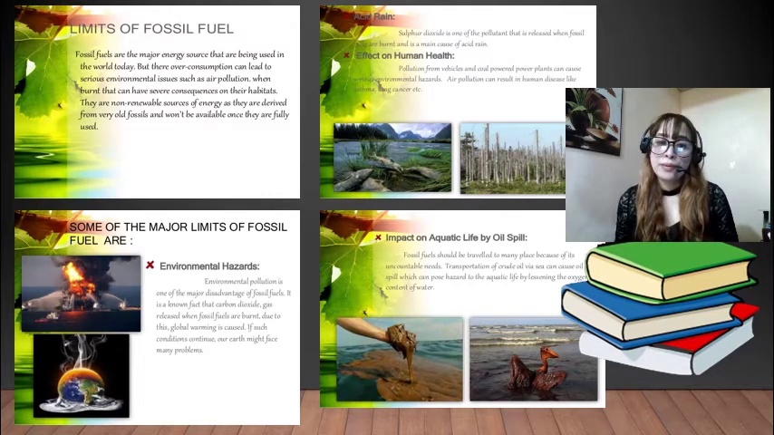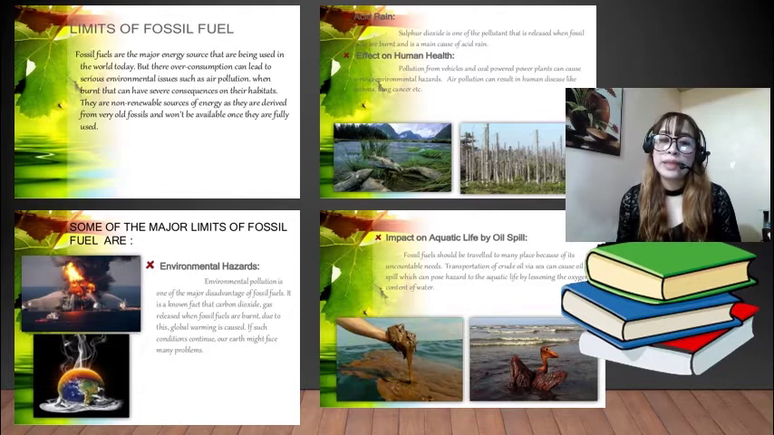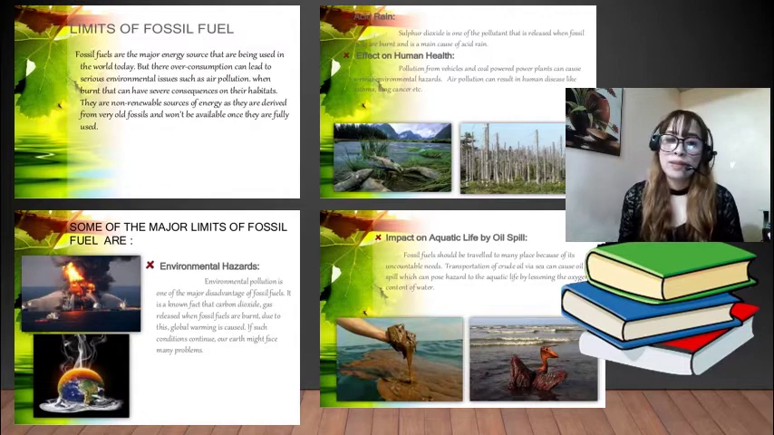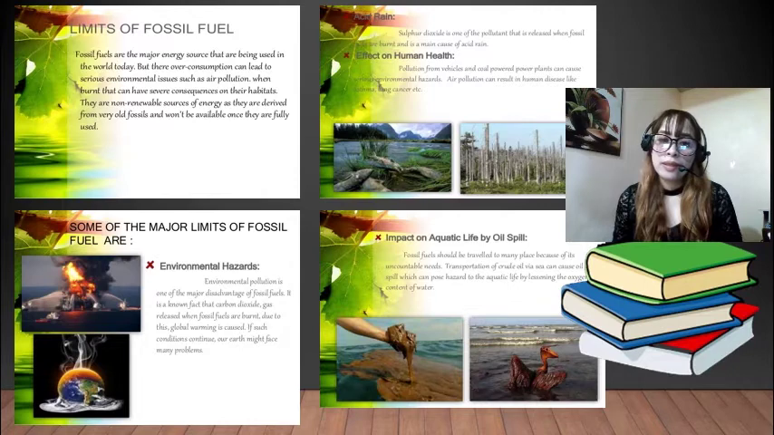Next is acid rain. Aside from the carbon dioxide released during the burning of fossil fuel, it also releases sulfur dioxide, which is one of the pollutants released during this burning process. This is also a gas that will cause acid rain. It also has an effect on our human health because of the pollution from the different vehicles we have around us. And the last one is its impact on aquatic life through oil spills.